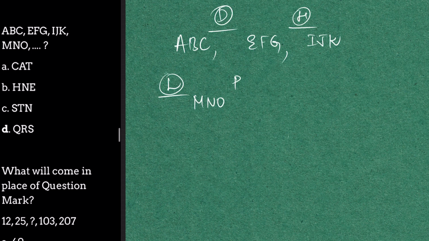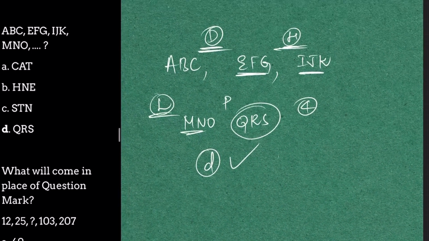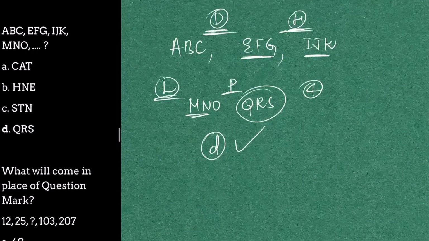P will be missing. The next series would be QRS. So therefore, the right answer in this case would be option D, QRS, wherein every fourth alphabet is skipped and the remaining three letters are written. So D is skipped, H is skipped, L, P. So therefore, we end up with QRS.